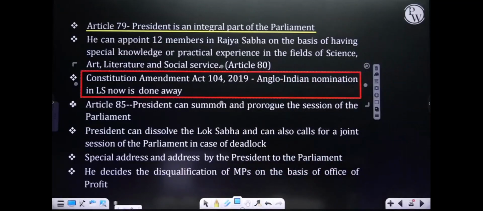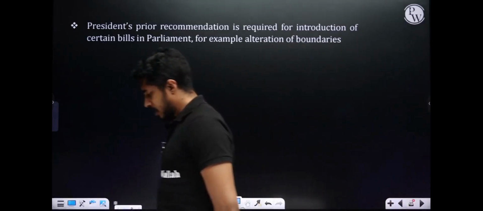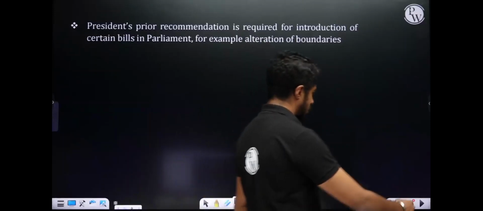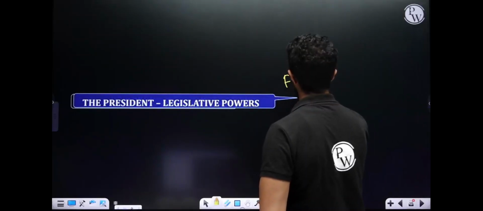Article 85, the President can summon and prorogue the session of the Parliament. The President can dissolve the Lok Sabha and can also call for a joint session of the Parliament in case of a deadlock. Special address and address by the President to the Parliament. He decides the disqualification of MPs on the basis of office of profit. The President's prior recommendation is required for introduction of certain bills in Parliament, for example, alteration of boundaries. Clear, people? Again, here also the same thing. It is just for your information.